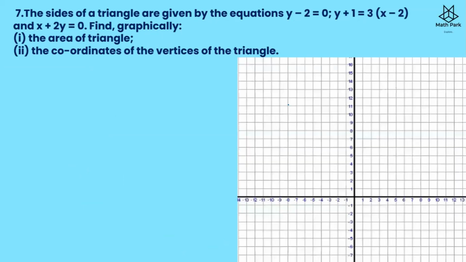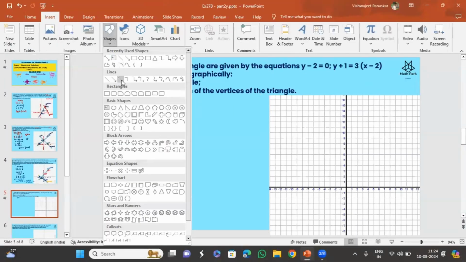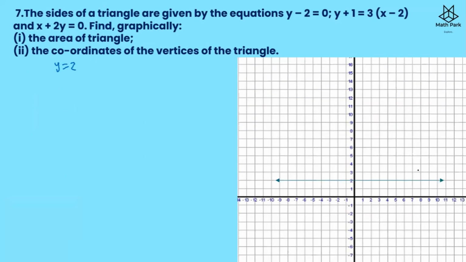So let us plot these points. Since they have not mentioned any scale, we take 1 centimeter is equal to 1 unit on both the axes. The first is y minus 2 is equal to 0. So this becomes y is equal to 2. So let us draw the line y is equal to 2 first. So y is equal to 2 is a line parallel to x-axis. So this is your line y is equal to 2.